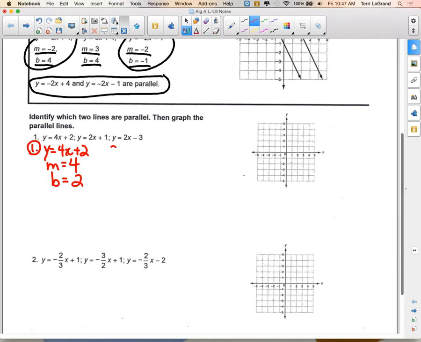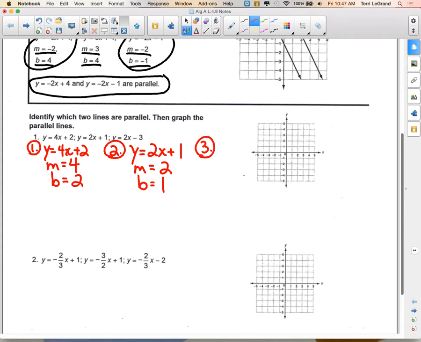Okay. The second one, let's call it the next equation, number 2. Y equals 2x plus 1. What do we have to identify? M and B. What's this one's M? 2. What's this one's B? 1. Are those 2 lines parallel? What do you think? Those 2 be parallel? No, why not? Don't have the same slope.